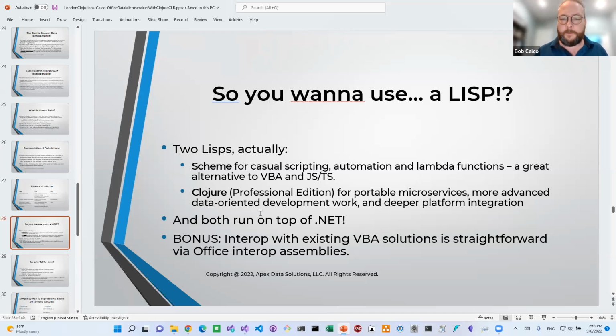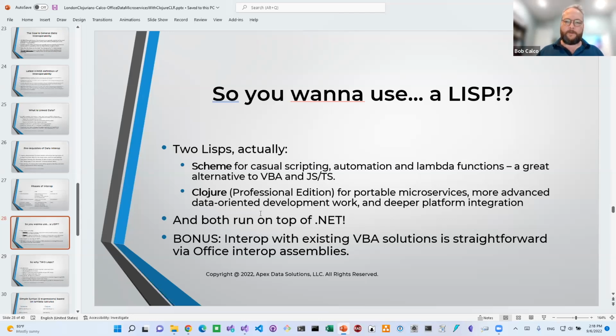Clojure for portable microservices, and by portable, I also now mean potentially the Java version of Clojure. More advanced data-oriented development work. I'm a big fan of data-oriented programming. Jonathan Charvit, I think his book on data-oriented programming is one of my favorites. It really gets you into the mindset behind where things like persistent data structures in Clojure come from, and why they're pretty awesome.